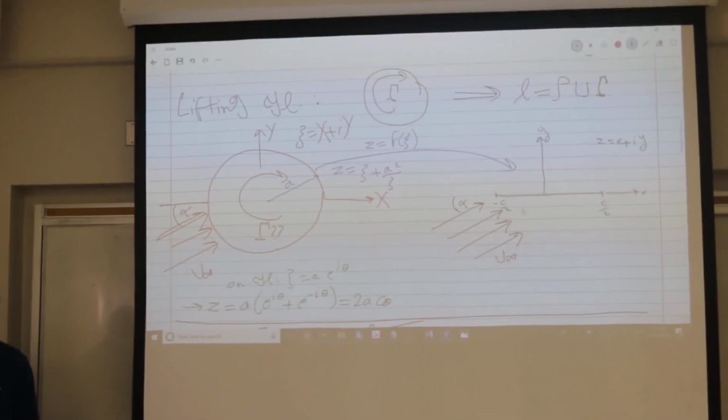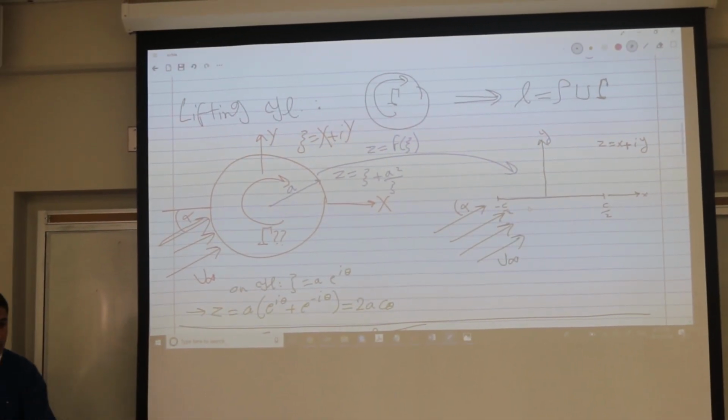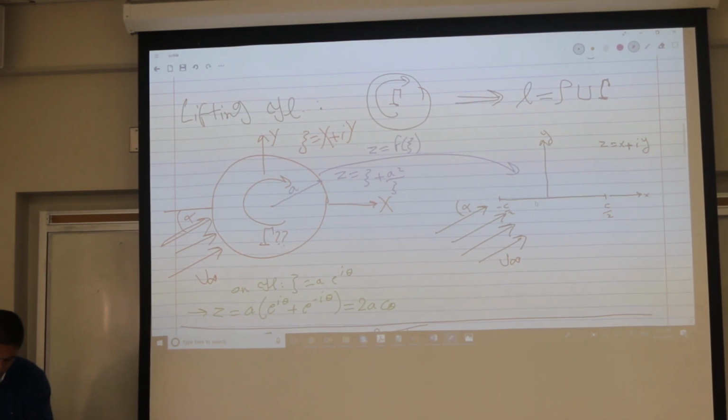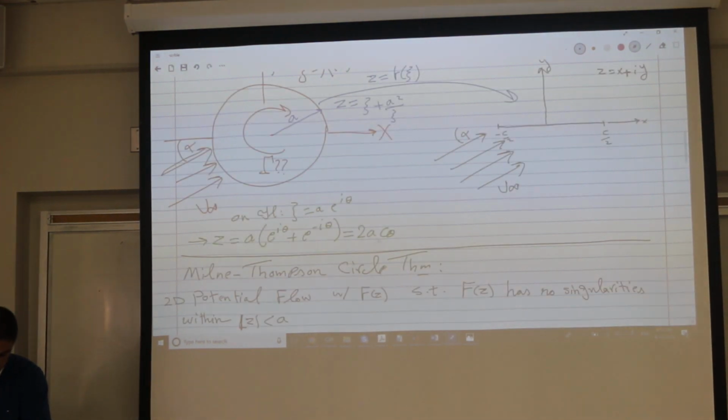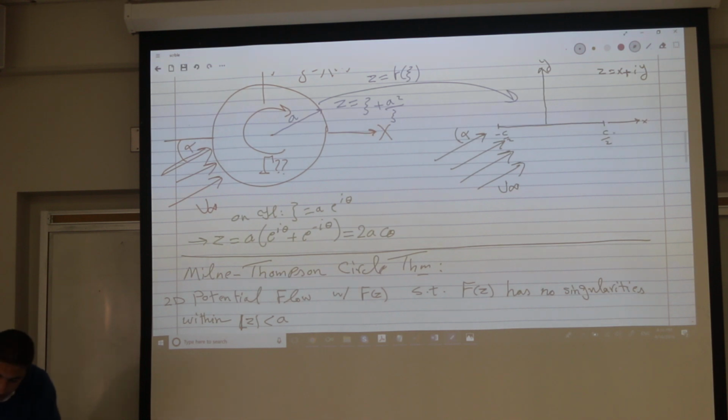Can you prove it? You mean, prove that the flat plate can actually be mapped into a cylinder? Here it is. It's very simple. This is 2a, and this is negative 2a. I put on the cylinder zeta equals a e to the i theta. Do you agree with this statement? Just substitute it here.